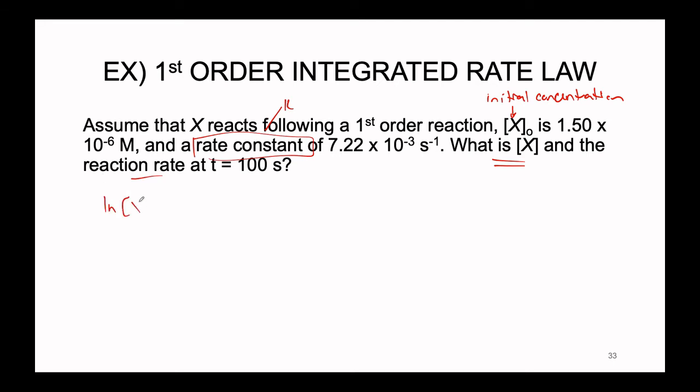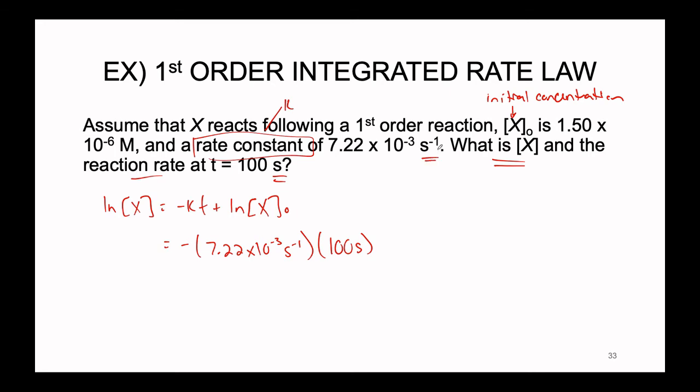The natural log of our concentration of X is going to be equal to the negative rate constant times t added to the natural log of the initial concentration of X. So we are told what our rate constant is, we know what time we're at, and we know the initial concentration of our species, our reactant X. So we can just plug each of these variables in here. So we're going to be taking the negative rate constant, or negative 7.22 times 10 to the negative 3 inverse seconds. We're going to be multiplying it by our time, 100 seconds, and here we can see that our units are aligning. There's no conversion we need to do.